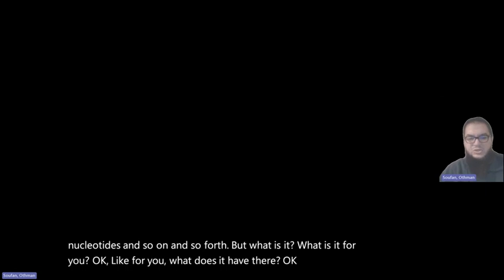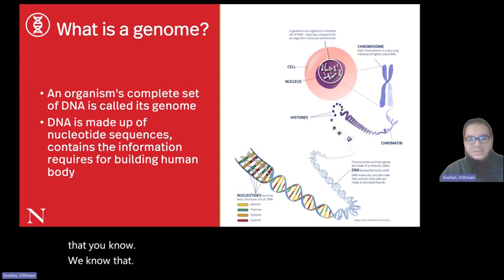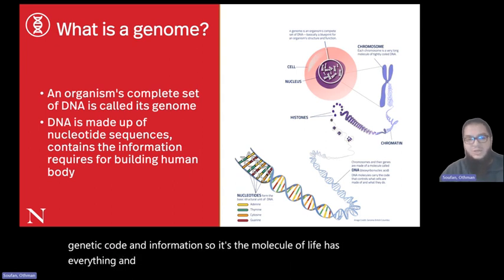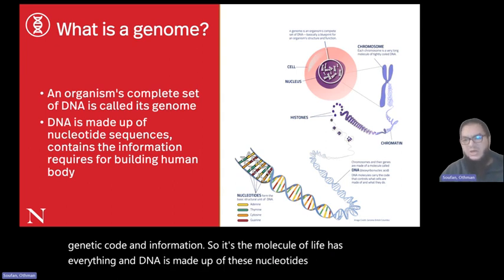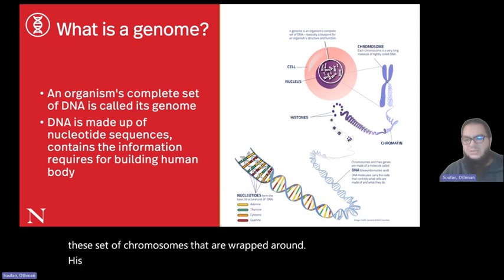We know that it's a complete set of DNA that we call genome. DNA is our genetic code and information. So it's the molecule of life, it has everything. And DNA is made up of these nucleotides arranged in a set of chromosomes that are wrapped around histones and so on and so forth. So we have this compact structure.